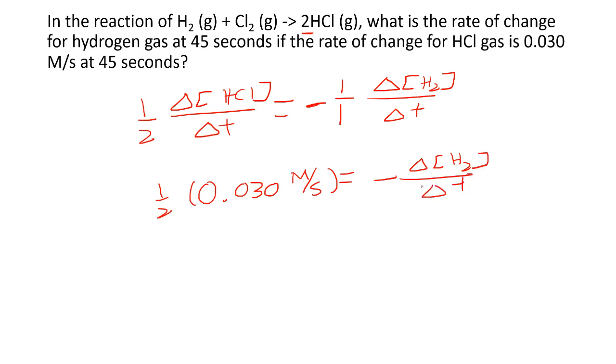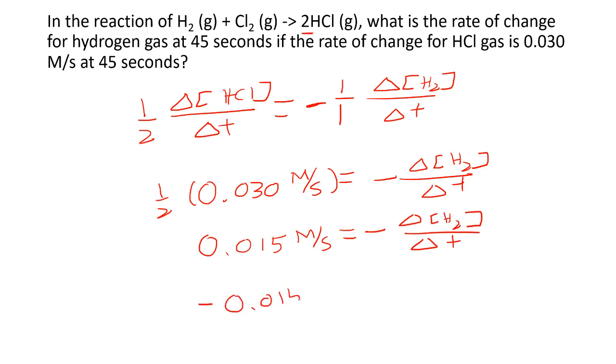So when we plug this in, we'll multiply 1/2 times this, and we're going to get 0.015 molar per second is equal to the negative of the rate of change for hydrogen gas. And so then we'll move the negative over, and our answer will be negative 0.015 molar per second. This is our rate of change for the hydrogen gas, which is what the problem asked us to.